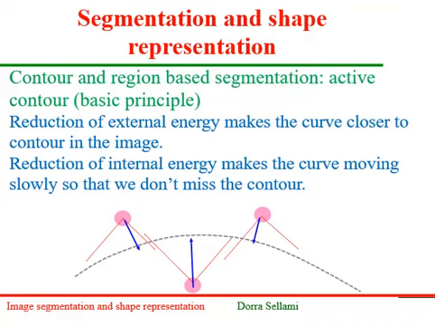Reduction of external energy makes the curve closer to the contour in the image, whereas reduction of internal energy makes the curve move slowly so that we don't miss the contour. Generally, this approach leads to an implicit description of the contour, which can be useful in shape representation in subsequent steps.